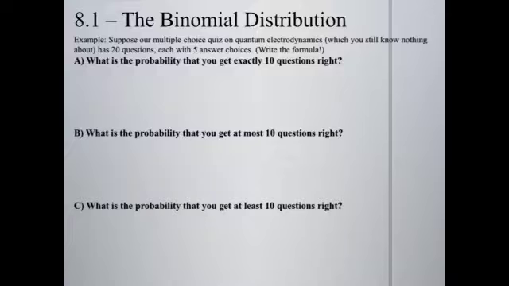So what is the probability you get exactly 10 questions right? Before we start, let's talk about what n is. N is going to be 20. There's 20 questions. P is 0.2. How did we get 0.2? Well, there's 5 answer choices, so 1 out of 5 gives me 0.2. K is what the question's asking. So what is the probability you get exactly 10 questions right? So K is going to be 10 for this question.